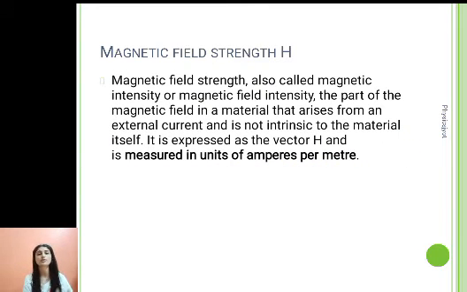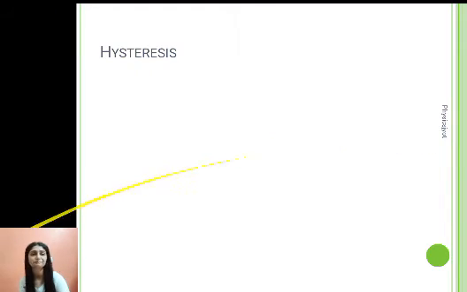Magnetic field strength, also called magnetic intensity or magnetic field intensity, is the part of the magnetic field in a material that arises from an external current and is not intrinsic to the material itself. It is expressed as a vector H and is measured in units of ampere per meter.